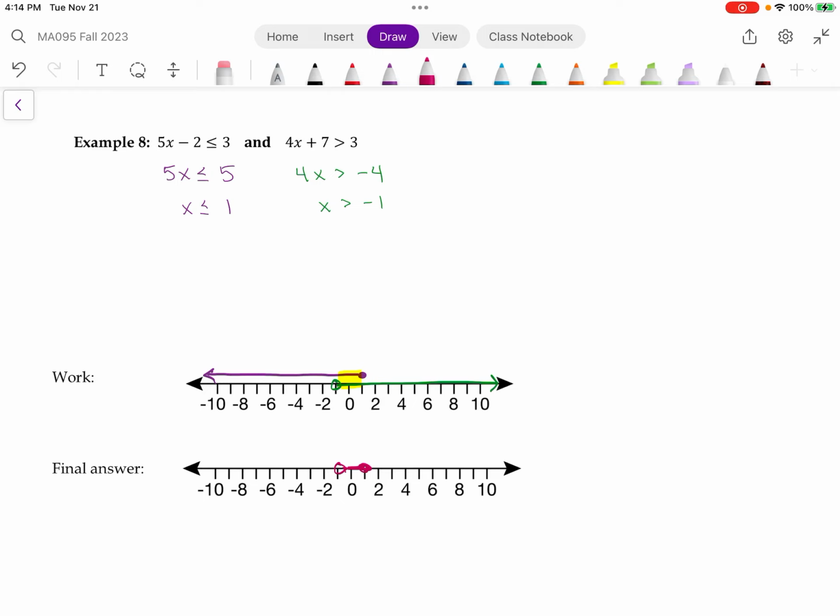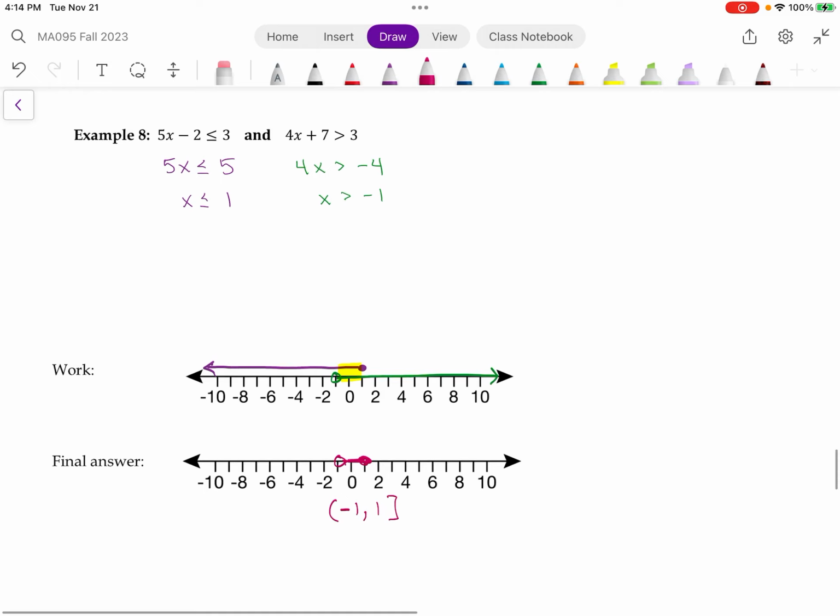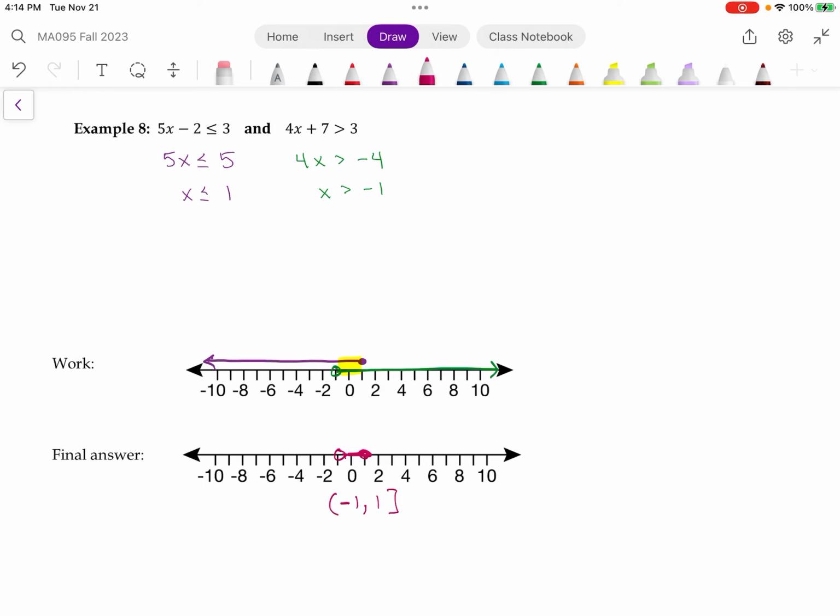And how do you put that in interval notation? That's going to go from negative 1 to 1 with an open bracket and a closed bracket. If you were going to put this in inequality notation, you would say that x lies between 1 and negative 1. It does not include negative 1, so it looks like that. And it does include 1, so it looks like that.